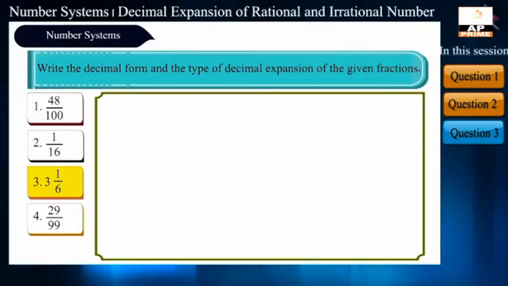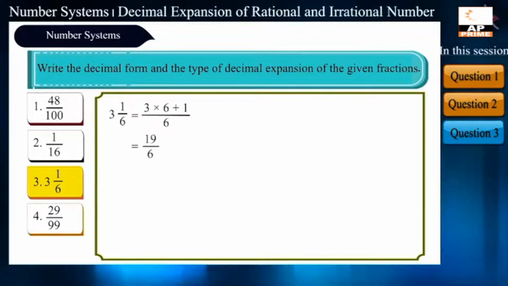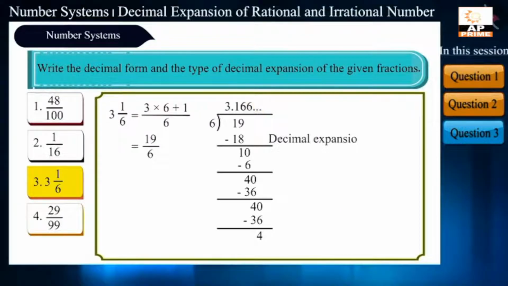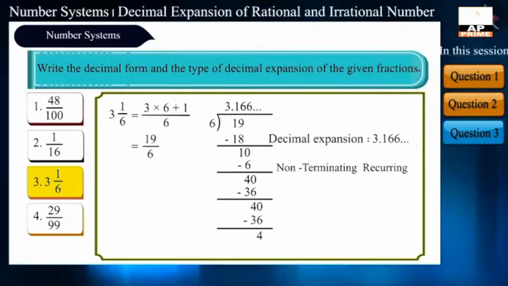Therefore, this is also a terminating decimal expansion. Friends, the third fraction looks slightly different. It is 3 1 by 6. 6 multiplied by 3 plus 1 is equal to 19 by 6. On solving this, we do not get the remainder as 0, and after 2 steps, 6 is getting repeated. Hence, we get the decimal expansion as 3.16666. Therefore, this expansion is non-terminating, recurring.